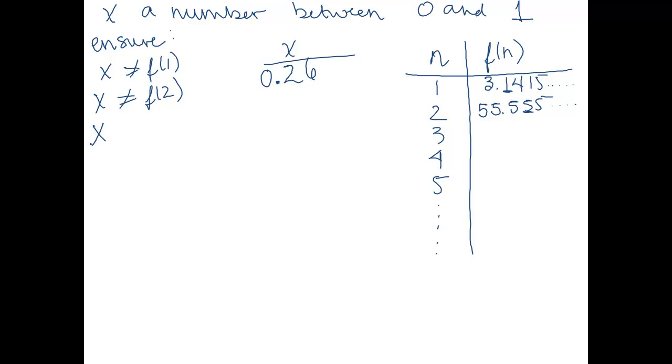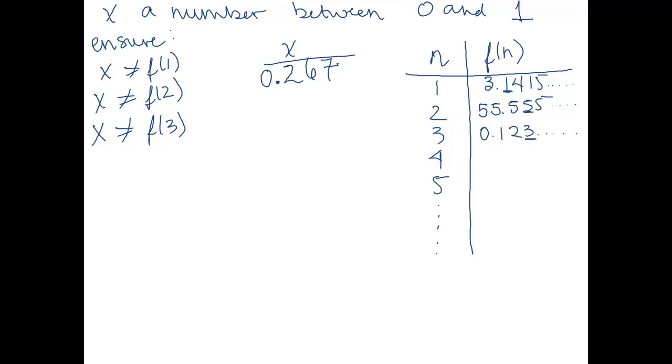Now we want to ensure x is not f of 3. Again, I don't really know what f of 3 is, but let's suppose that it's this. I look at the third fractional digit of f of 3. It's a 3, so the third fractional digit of x needs to be anything else. So let's make the third fractional digit of x 7.